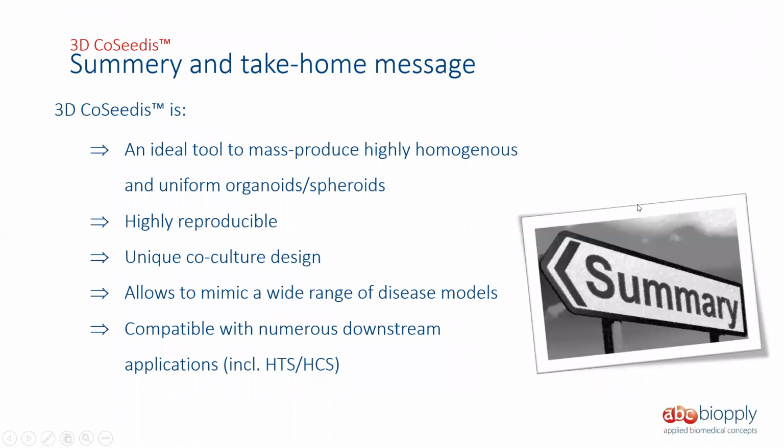Now, as a summary and take-home message, 3D CoSeedis is, I hope I could convince you, an ideal tool to mass produce highly homogeneous and uniform organoids and spheroids. It is highly reproducible. It is unique in its co-culture design, which allows us then to mimic a wide range of disease models in a relatively easy setup that nevertheless can be analyzed in quite an easy way as well. And it is compatible with numerous downstream applications because it feeds into those applications without actually changing their protocols, not least of them, of course, high throughput screening and high content screening.